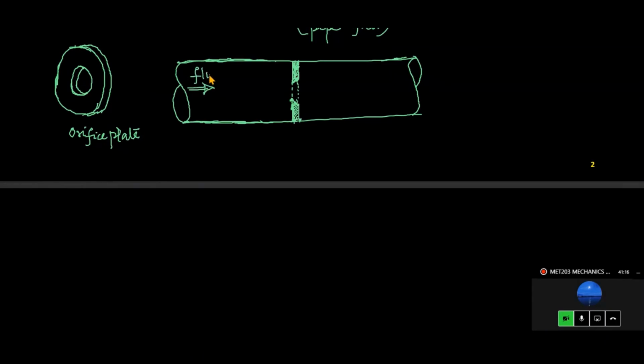Flow of the fluid. So what will happen is, in the vicinity of this one, the flow will take a deviation, and that I'm going to represent now. Here the flow will be taking a path, and then it will be going back to the original condition. So the flow will take a path like this.